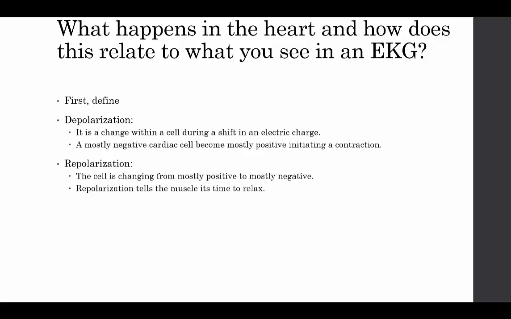So now let's see what's going on in the heart as we move through the cardiac conduction system. But before we do so, EKGs don't see the actual contraction and relaxation of the heart. Instead, we're actually seeing the depolarization and the repolarization of the cardiac cells. So let's define what depolarization and repolarization are before we move on. A depolarization is a change within the cell, or a shift in the electrical charge.